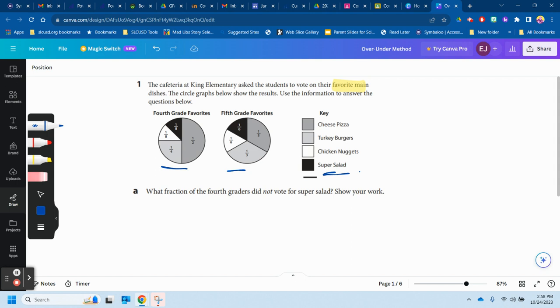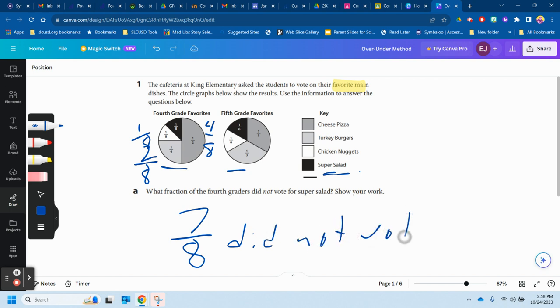But another way to look at it is this 1/2 is equivalent to 4/8. That's the same as a half. 2/8 is the same as 1/4, and 1/8 is the same as 1/8. So we have 4, 6, 7/8. So either way you look at it, 7/8 did not vote for super salad. It's hard to write on this, but I'm doing it anyway. All right, so that's A: 7/8 did not vote for super salad.